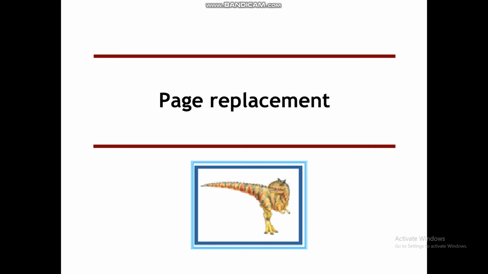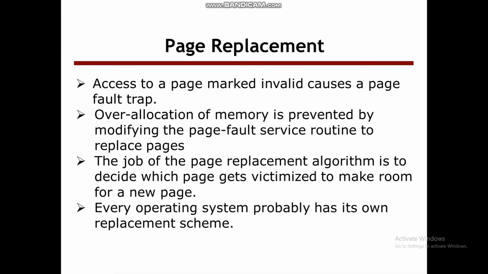Last class we had discussed about page faults and how it occurs. We know that when a processor needs to execute a particular page and the page is not available in memory, a page fault occurs. And also we had seen that access to a page marked invalid causes a page fault trap to the operating system.